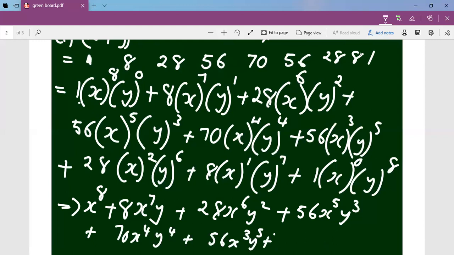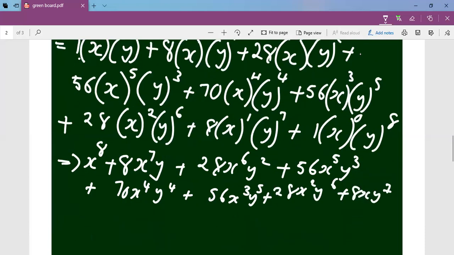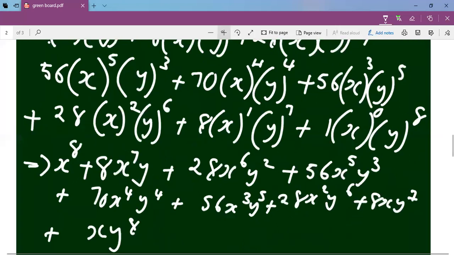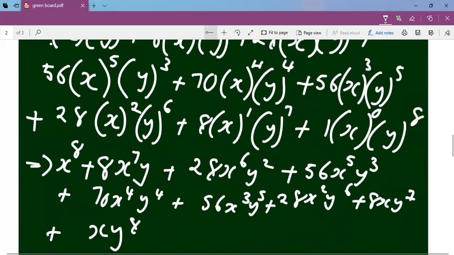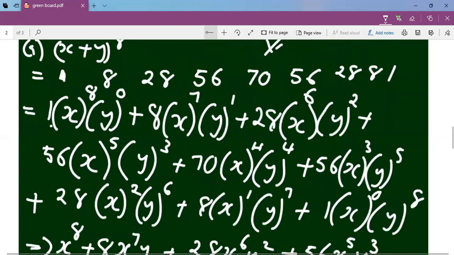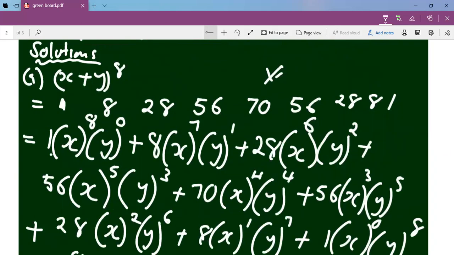So 28, right? Don't worry, I'll zoom it in case it's not very clear. So 28 x squared y to the power 6 plus 8x y to the power 7 plus x y to the power 8. So that is how you're supposed to handle this. All right, so that is how you're supposed to do that. I hope you're able to see.